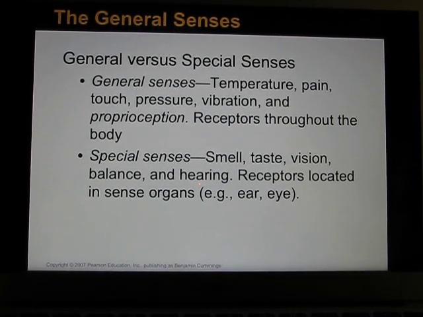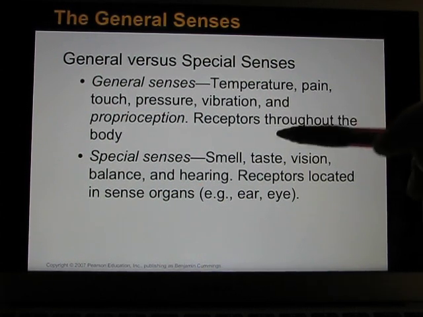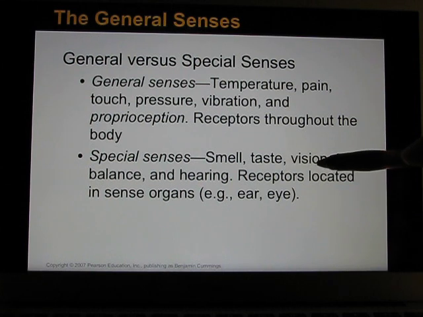Last time we finished the general senses. Today we're in the spatial senses. Spatial senses include smell, taste, vision, and auditory.